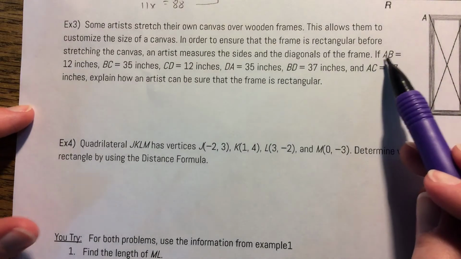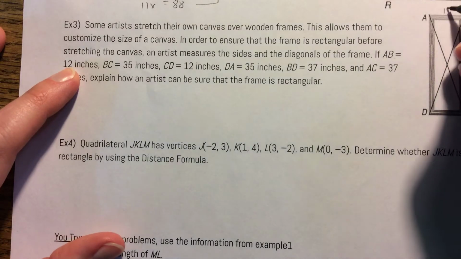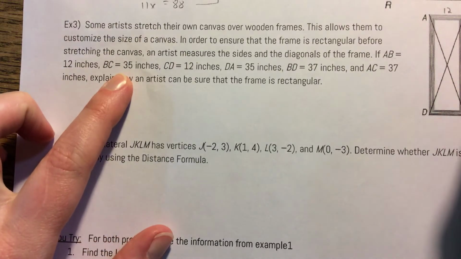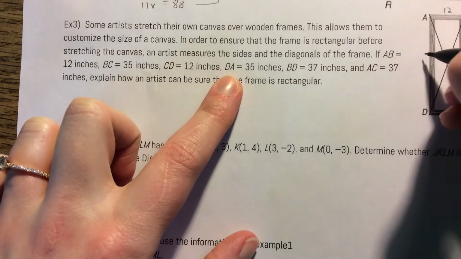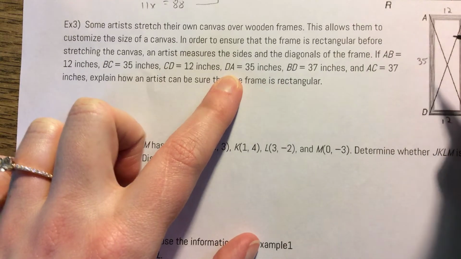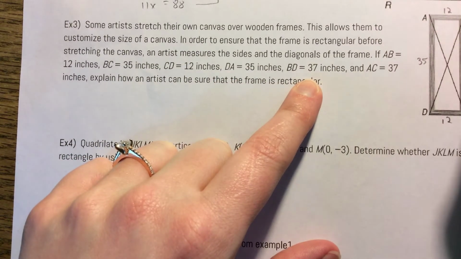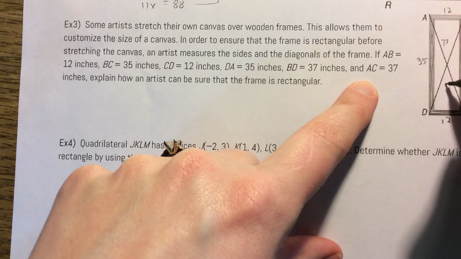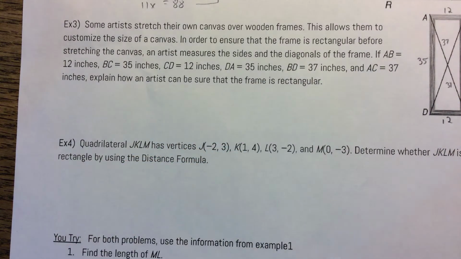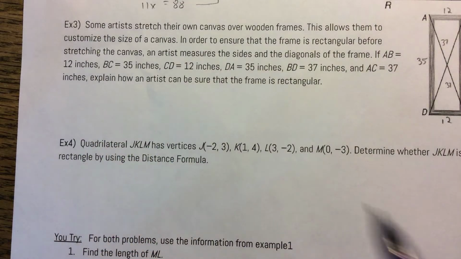So we have AB, which was 12. We have BC, which is 35. We have CD, which is 12. DA is 35. BD is 37, and AC is 37. So we'll label those inside of there. Explain how the artist can use this to be sure that the frame is rectangular.